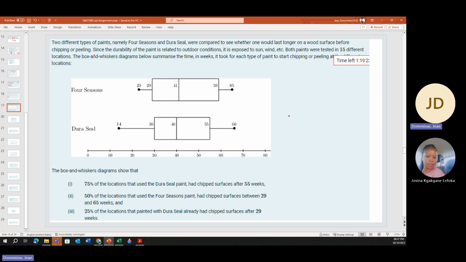Two different types of paint, Four Seasons and Duracil, were compared to see whether one would last longer on a wood surface before chipping or peeling. Since the durability of a paint is related to outdoor conditions, exposed to sun, wind, etc., both paints were tested in 15 different locations. The box and whisker diagrams below summarize the time in weeks it took for each type of paint to start chipping and peeling off. So let's see what the box and whisker diagram shows.